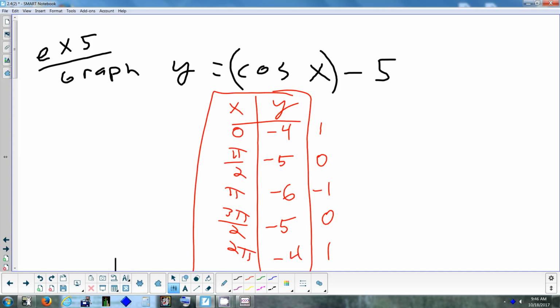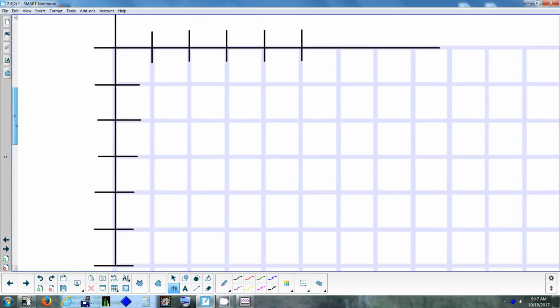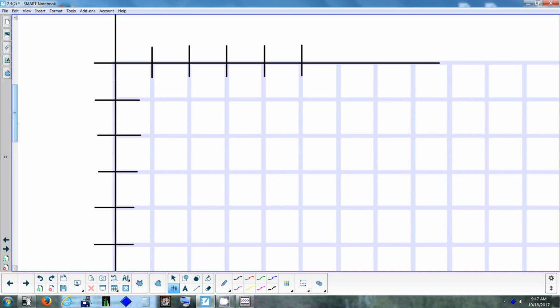Does anyone need me to do the graph for that one? Set up your x-axis just like always. For your y-axis, I would just label it -1, -2, -3, -4, -5, -6. So I would just kind of set it up like that.